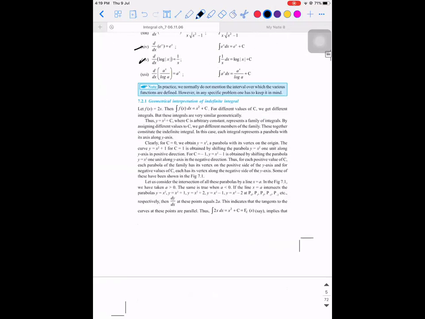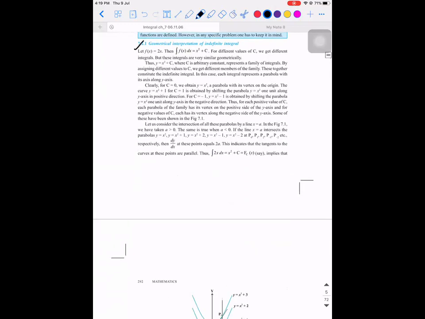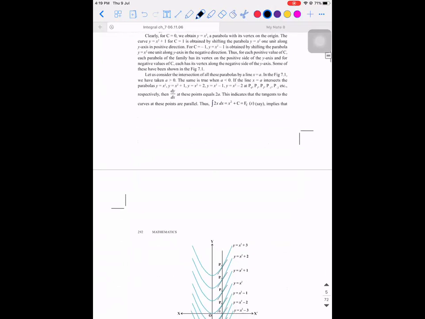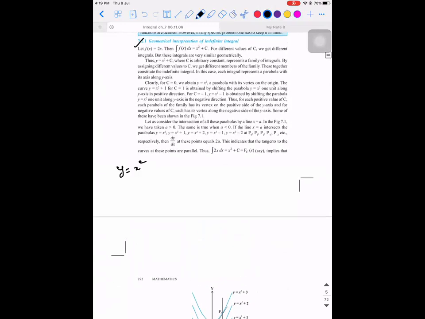Next. Now I'll explain why we need to add a constant. So you will understand it. That's what is given as the geometrical interpretation of the indefinite integral. See, the example they have considered is y is equal to x square. If I give you y is equal to x square, what is going to be the shape of the graph for this? Parabola. It's an upward parabola.